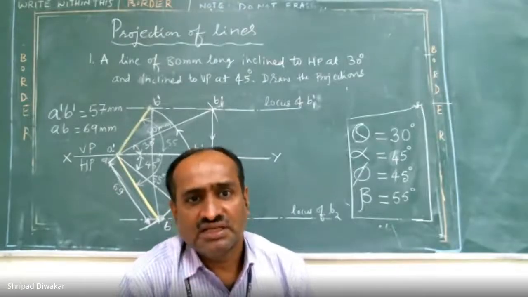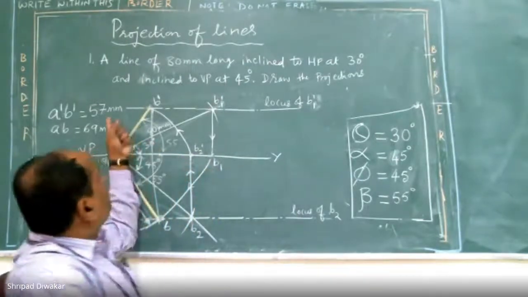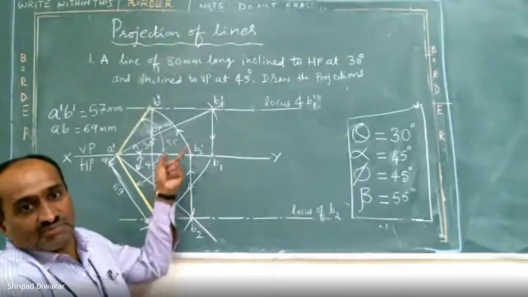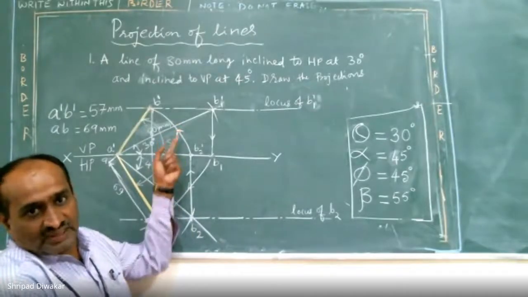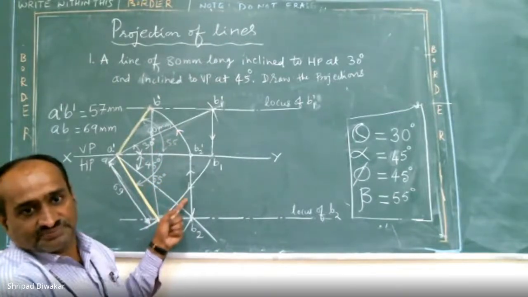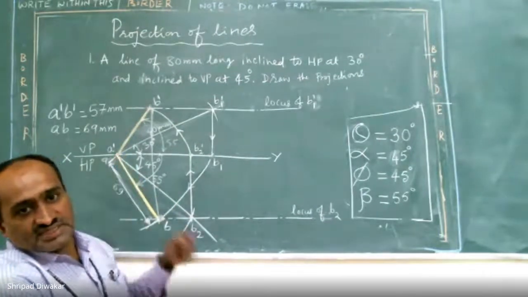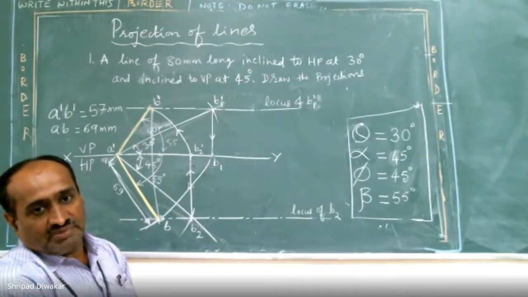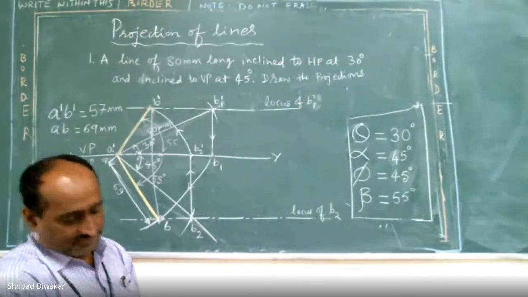So what is A dash B dash, sir? A dash B dash is your apparent length in front view. You got 57 mm, not this one. Whatever length is above the reference line is your front view, remember, and whatever length is below the reference line is your top view. Understood? So A dash B dash is your apparent length in front view, that is 57 mm, and AB is the apparent length in top view.